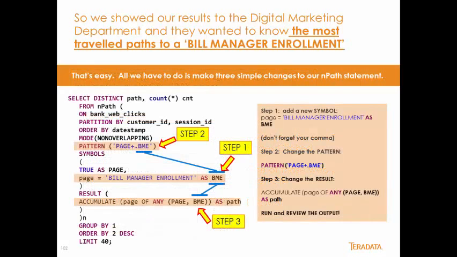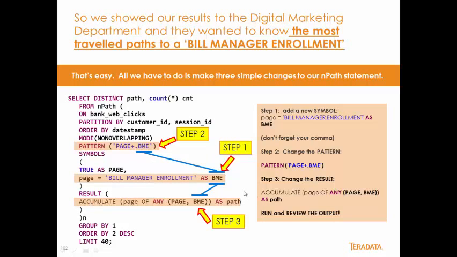So let's go to the next slide here. We took our original code. So first of all, the most traveled paths to a bill manager enrollment event. Okay, so we're going to take our original statement and we're going to make three simple changes. Step one, we put a comma here, true as page, so we're going to leave that alone. Page equals bill manager enrollment as BME, and this is a symbol we just defined right here. This symbol is then going to be used in step two as a part of our pattern. So page must happen at least once and is followed by this dot BME. So it must be followed by, and end with, a bill manager enrollment.